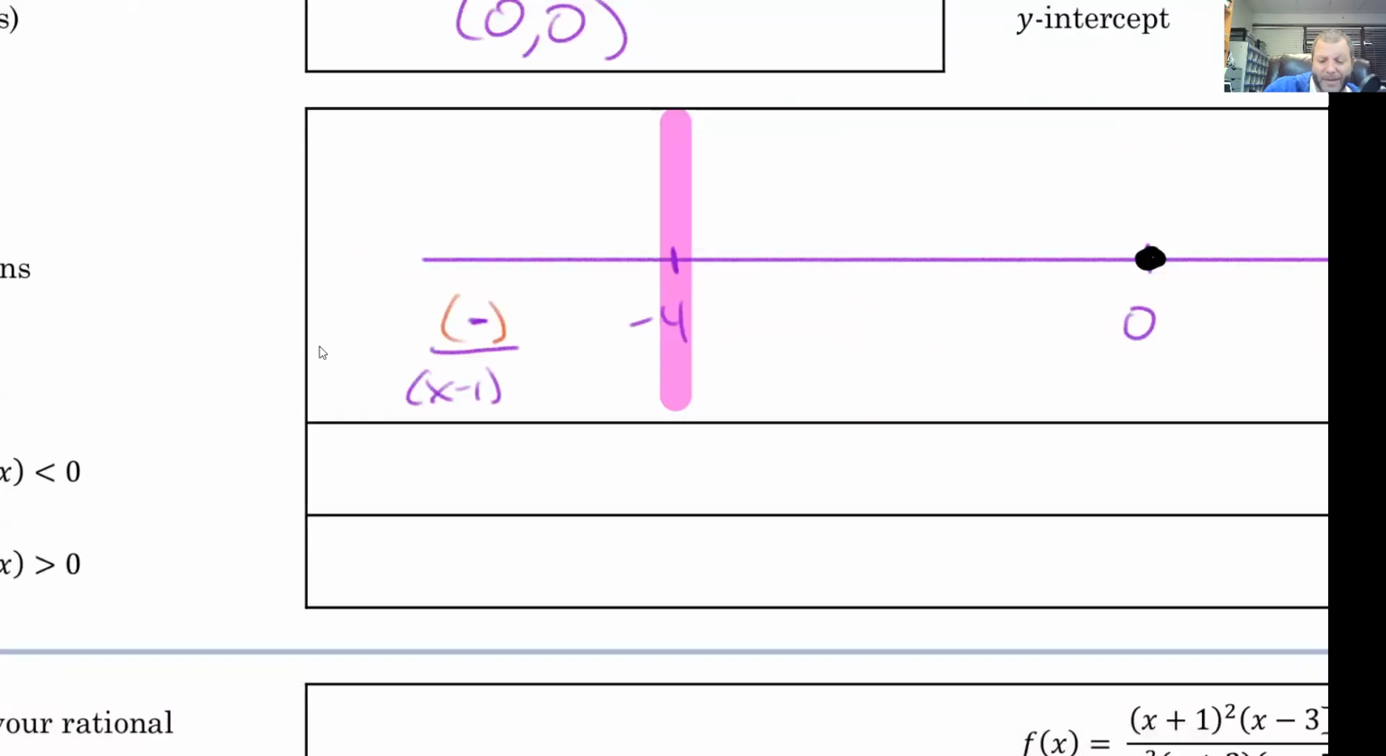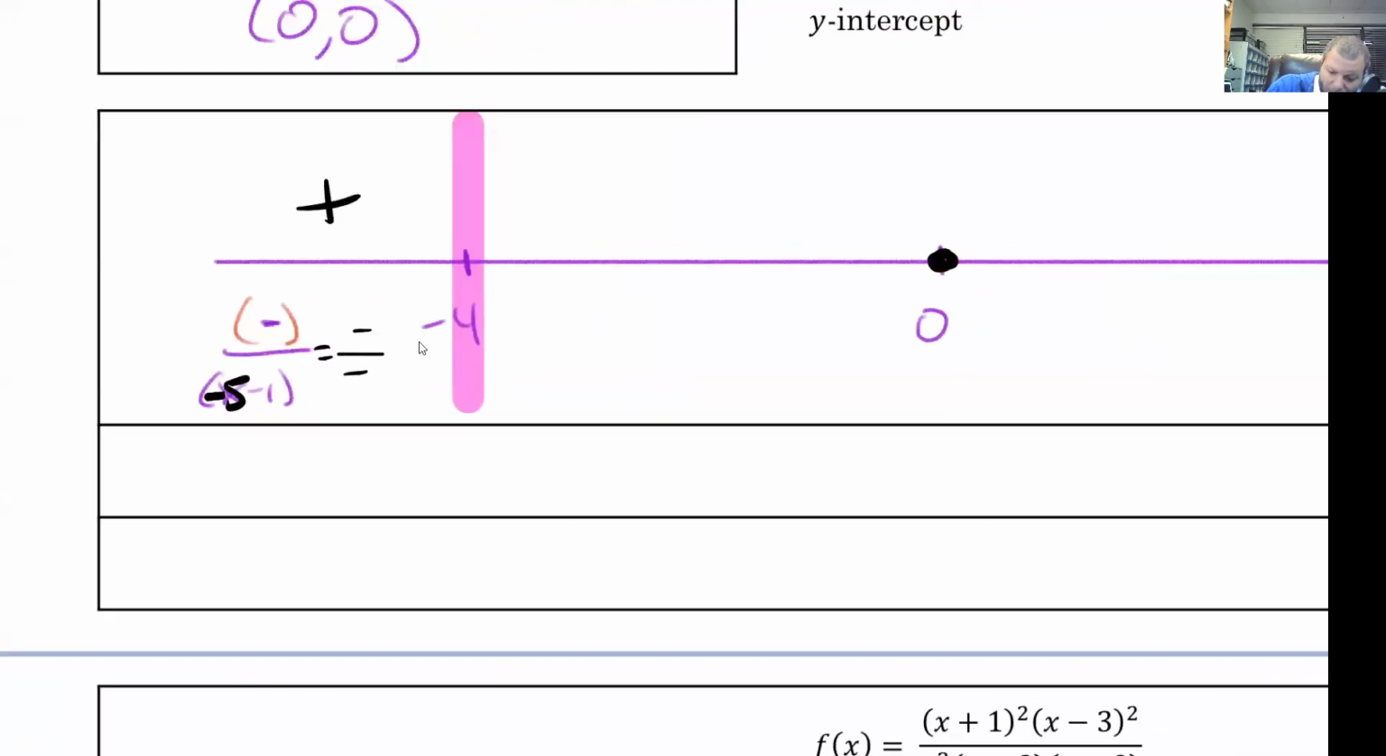That can really simplify things. If we plug in any number less than -4, like -5, -5 minus 1 is just going to be a negative number. So we get a negative over a negative, and two negatives means we get a positive value. If I plug in any number between -4 and 0, like -2, then -2 minus 1 is also negative, so we get a negative over negative again, a positive.